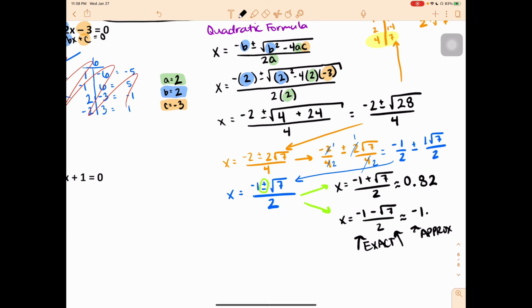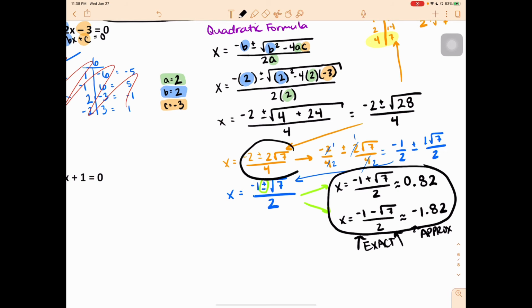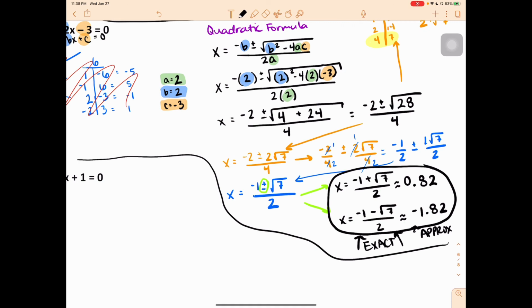So negative 1.82. So these are my answers. Now on the EST, if you at least give me the decimals, that's totally fine. You can get the decimals directly if you split this one up. So you don't necessarily have to simplify for the EST, but it is helpful if you know how to do that, because you will be required to do that in the future.